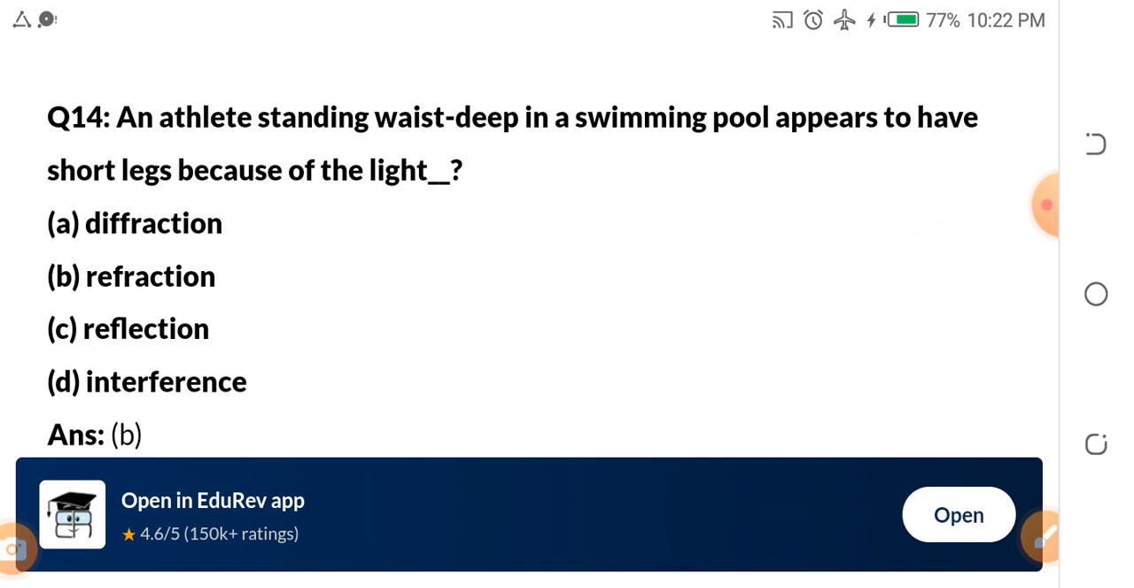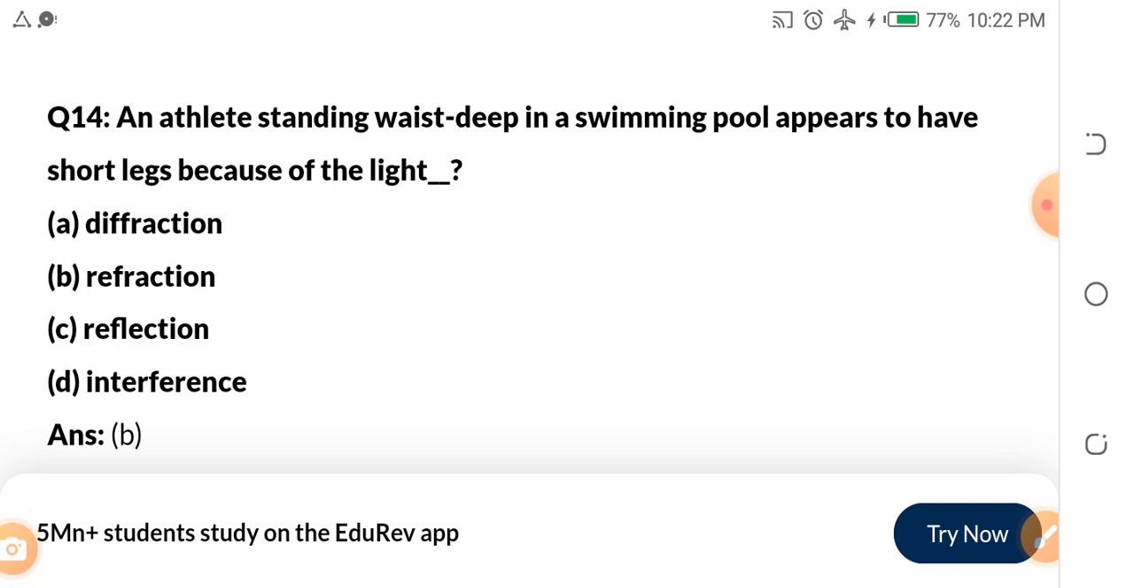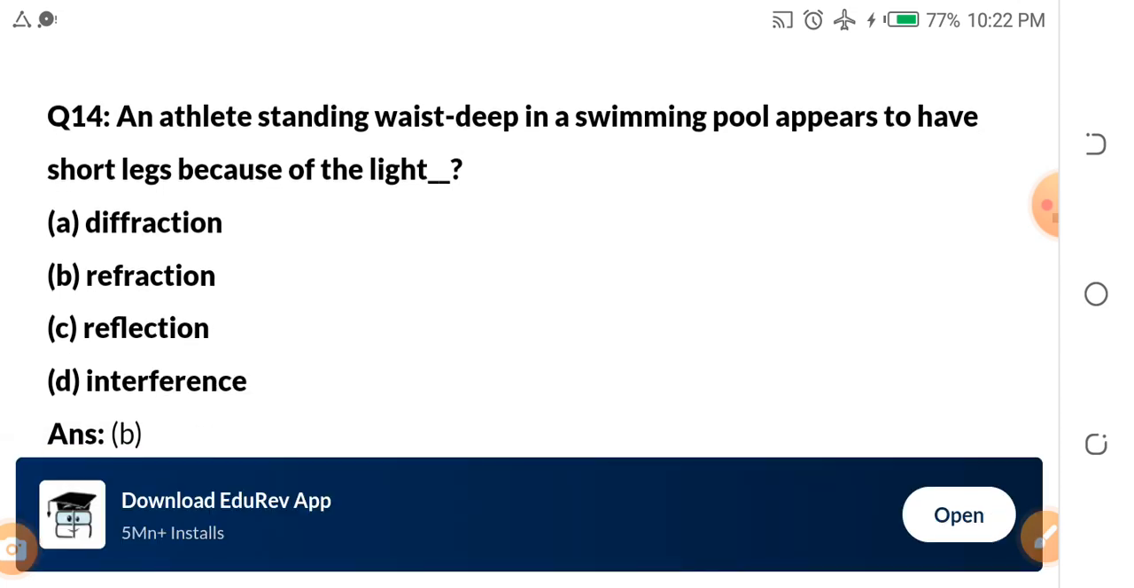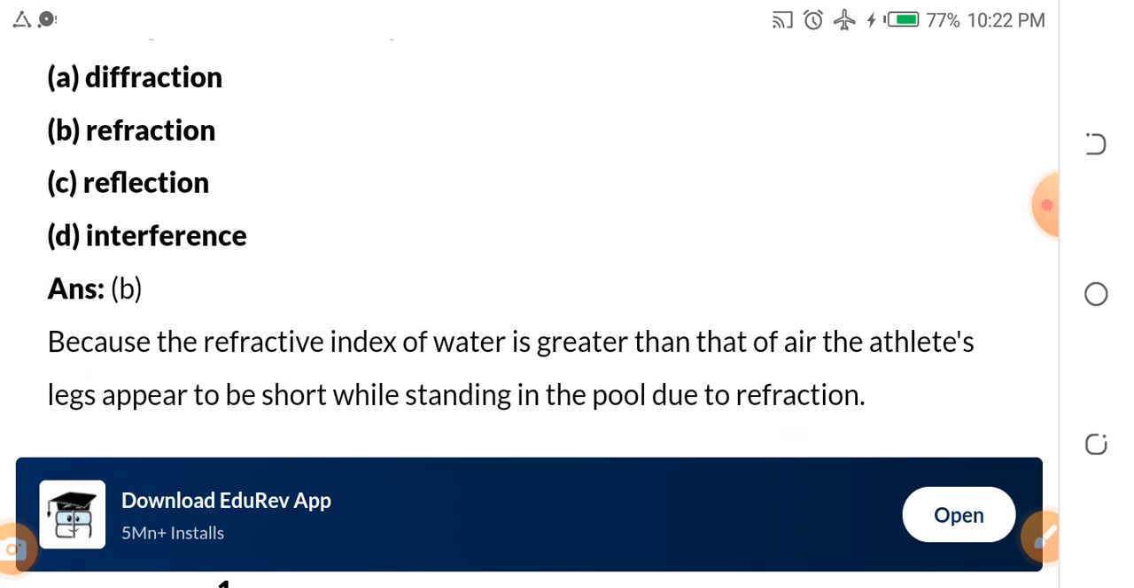Question number 14. An athlete standing waist deep in a swimming pool appears to have short legs because of the light: A, light diffraction; B, light refraction; C, light reflection; D, light interference. The answer should be B.